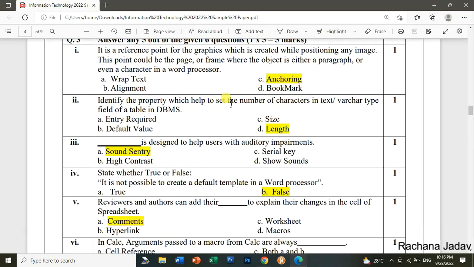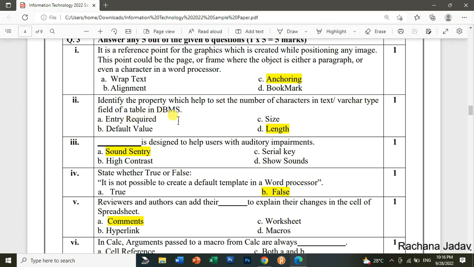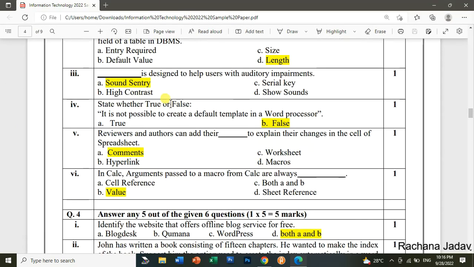Identify the properties which help to set the number of characters in text. In text, if you want to specify how many characters you need, or you can say the VARCHAR type field of a table in DBMS, so what will that be? That is length. Okay, so you can decide the length of it.